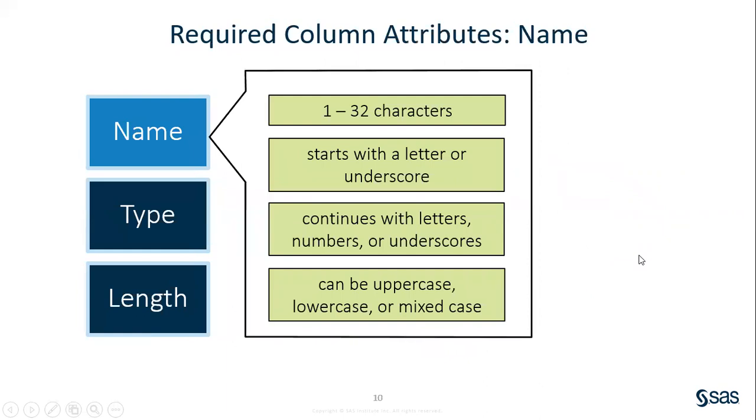Fine. So when we are describing a column with respect to its name, please make a note. The name of the column should not be more than 32 characters long. It should be between 1 to 32 characters. It should start with a letter or an underscore. It should continue with a letter, underscore, or numbers. It can be uppercase, lowercase, or mixed case. So these are some of the naming rules for your column.